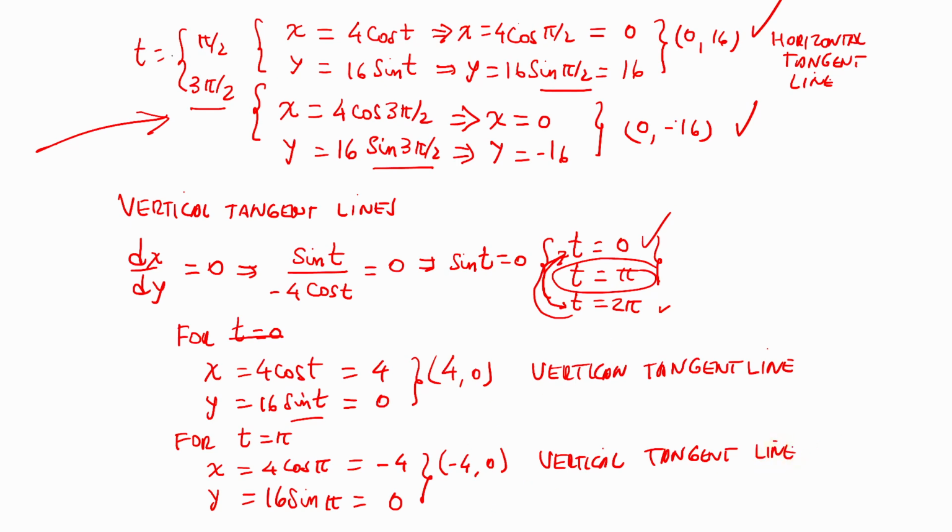So we have 4 points. The first two, 0, 16 and 0, negative 16, are the points at which the curve has horizontal tangent lines. And then we have 2 other points, 4, 0 and negative 4, 0, and at these points, the curve has vertical tangent lines.